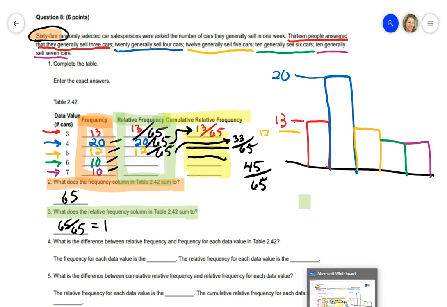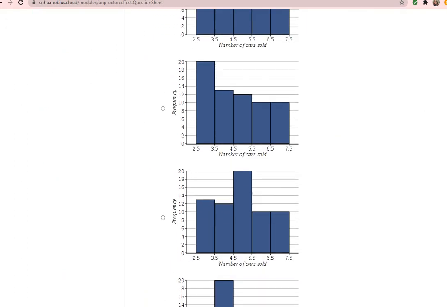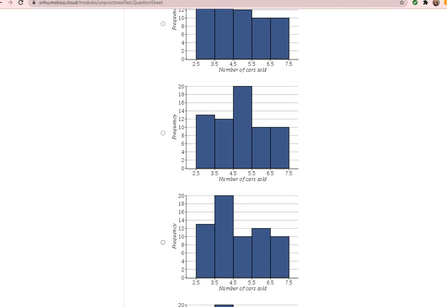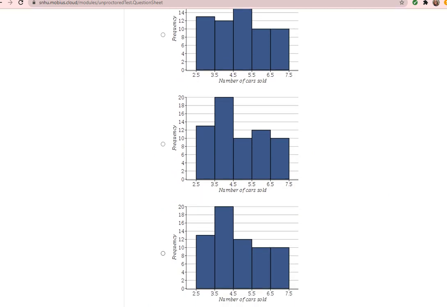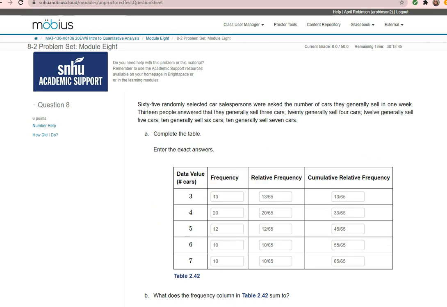And I'm looking at multiple choice on this. It looks like D. 13, 20, 12, 10, 10. So it's D. And now let's go back up and hit the how did I do and see what it didn't like about my work.